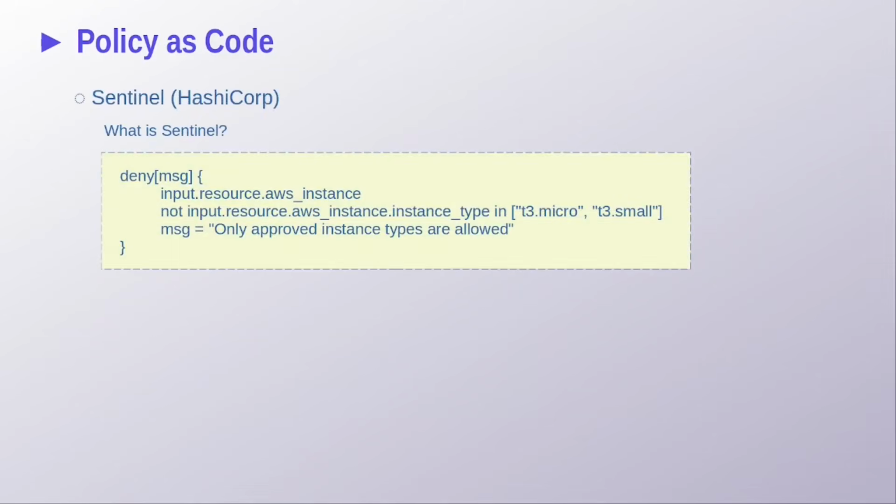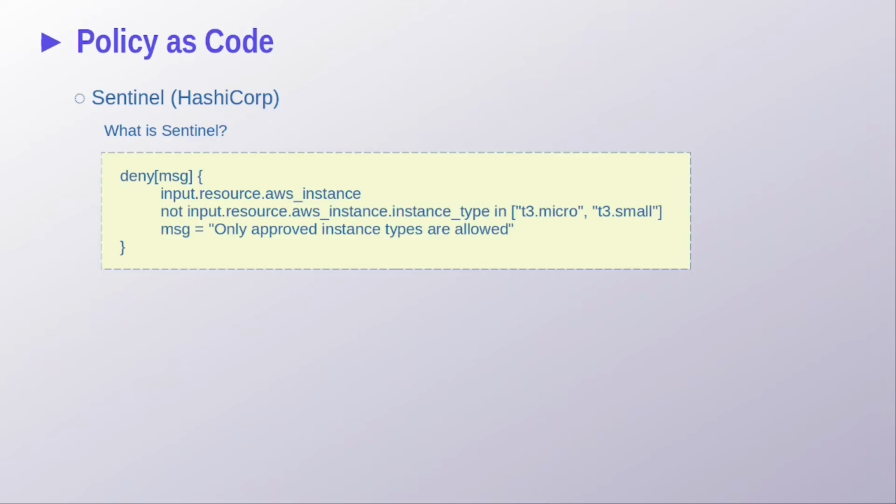Policy as code. Machine stops human. The idea: humans make mistakes, so let the machine block dangerous changes automatically. This is policy as code.